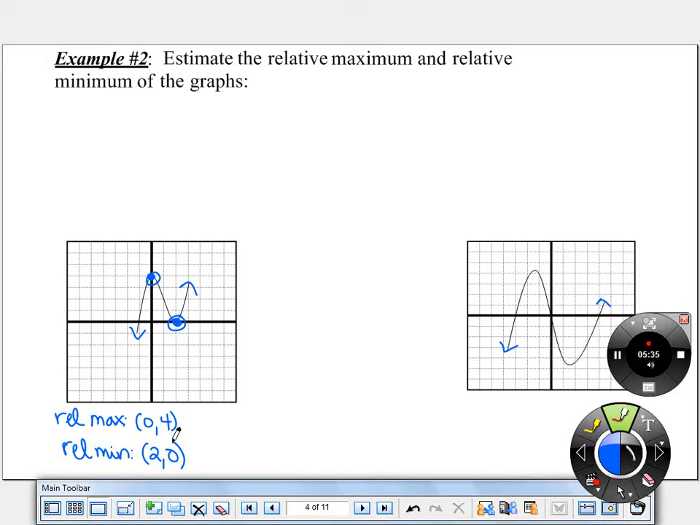So same idea over here with this function, a relative maximum and a relative minimum. And we are estimating if we can't exactly see where they cross. So I will say that our relative maximum up here is approximately at (-1.5, 4.1), and that the relative minimum is at the point (1.5, -4.5).